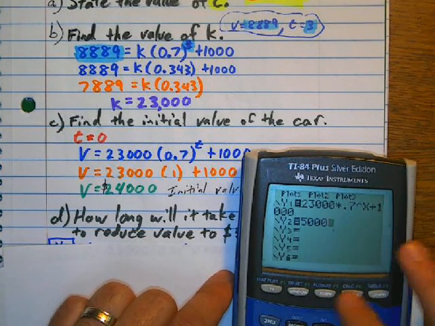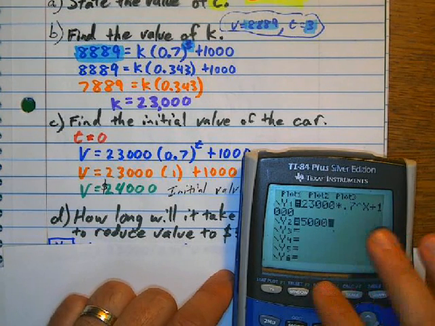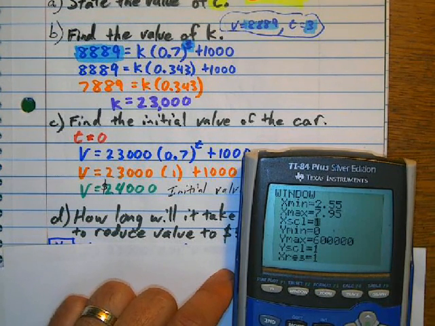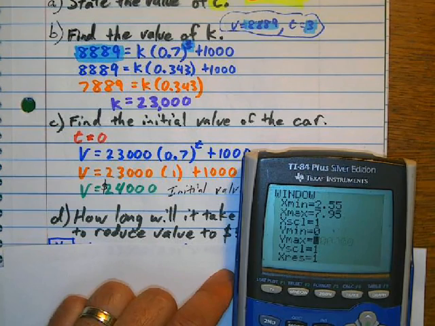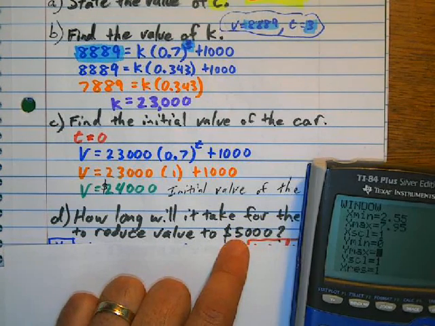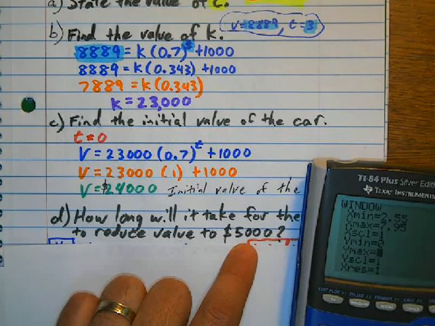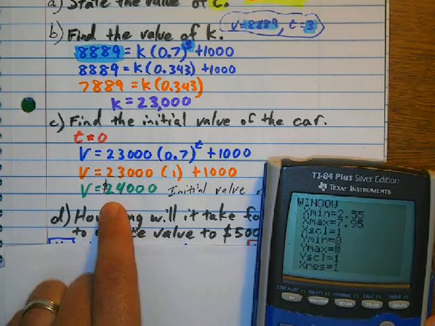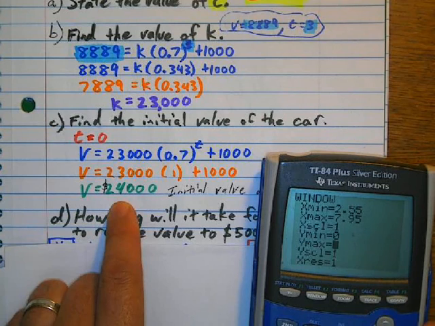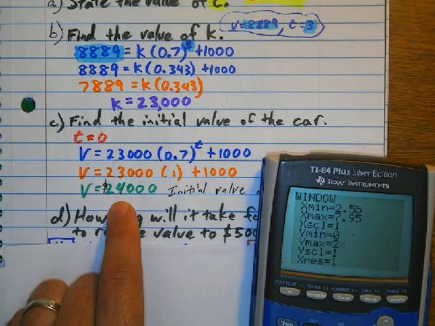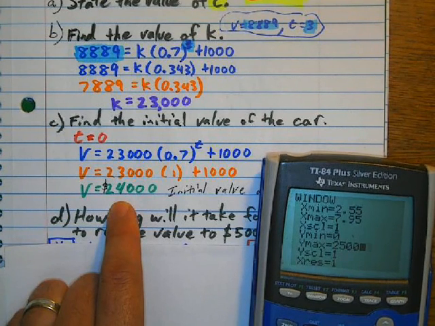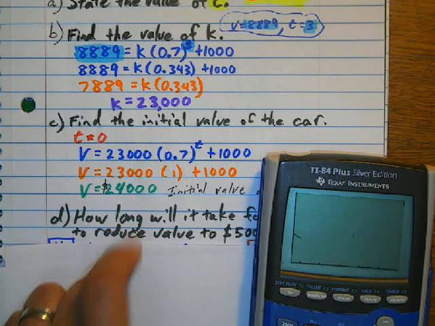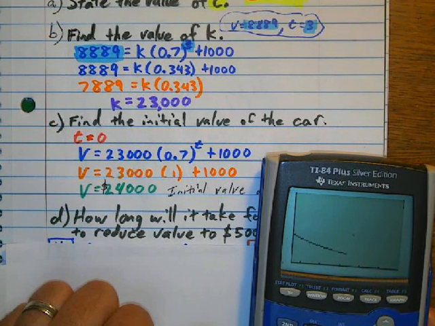But before I hit graph, I need to change the window. So I hit window, and the Ymax of 600,000 is way too big. We want to find out when it decreases to 5,000. But the highest value was 24,000, right? So let's change it to 25,000, and just see how it looks. All right, so there's my curve, and there's my intersection.